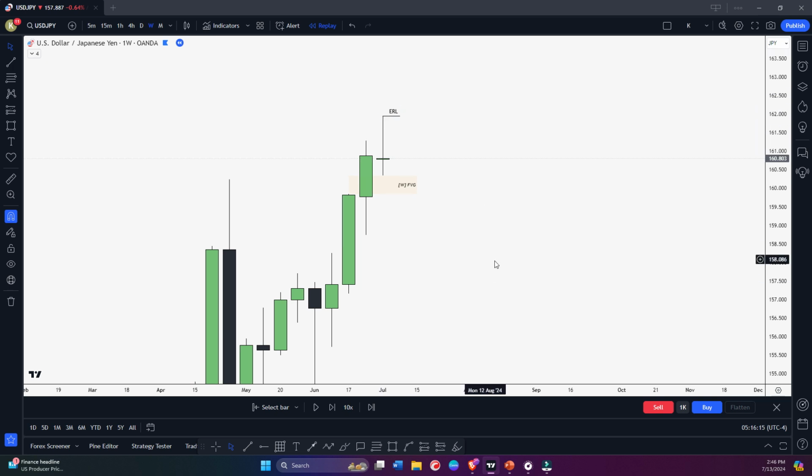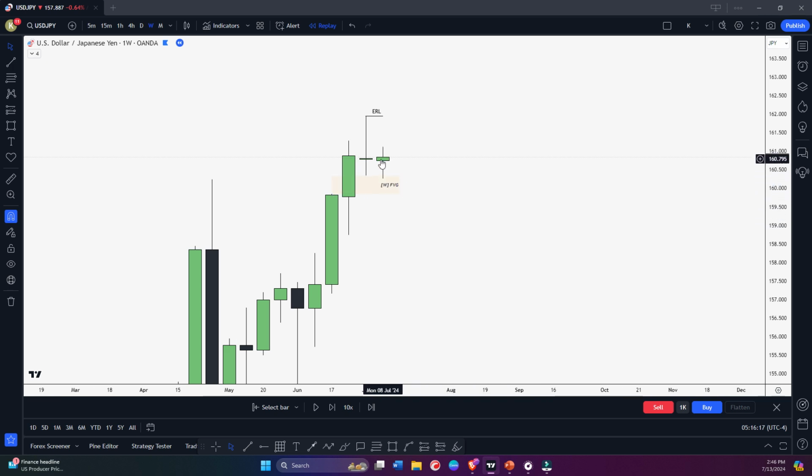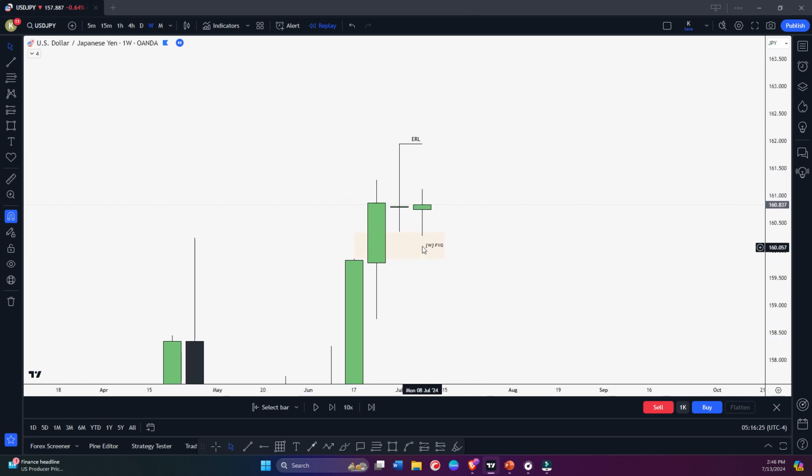Okay, so on Monday, when the next week opened, we tapped this weekly fair value gap. You can see here. Let me zoom this for you guys. We tapped this weekly bullish fair value gap, right? So once we tap this level, once we tap this bullish fair value gap, we can go to the 4 hour or 1 hour time frame to look for the setup basically, right?